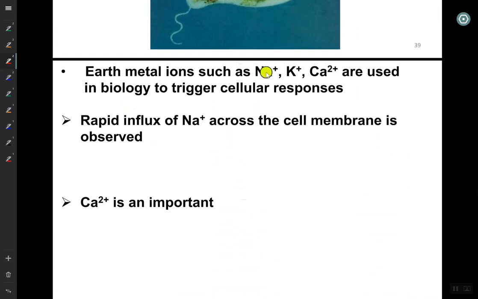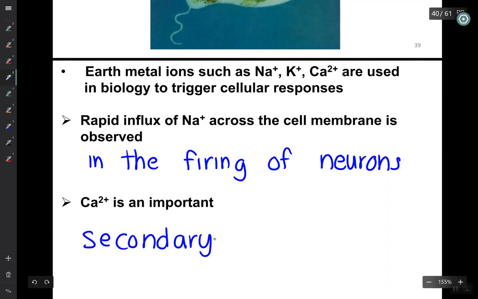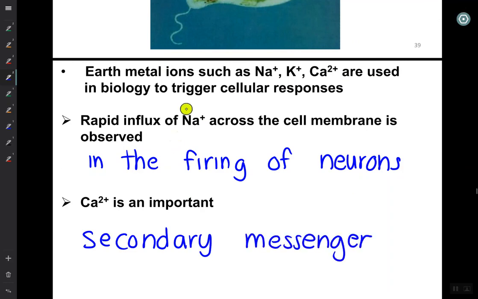Alkali and alkaline earth metal ions such as sodium, potassium, and calcium are used in biology to trigger cellular processes. For example, a rapid influx of sodium across the cell membrane is observed in the firing of neurons. Calcium is an important secondary messenger. So it's really important that we have a good balance of these metals, because if they're either deficient or in excess, you're going to interfere with these cell signaling processes.